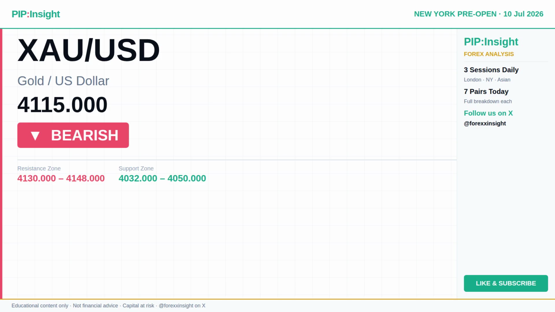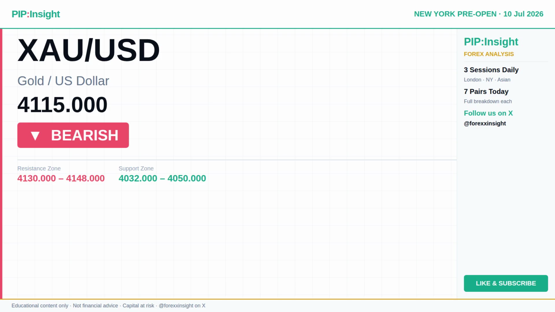Adding to the bearish case, the H4 EMA 20 and EMA 50 have converged tightly around $4,116 to $4,118, sitting just fractionally above current price and acting as dynamic resistance. When price is struggling to hold above that EMA cluster, it's rarely a good sign for the bulls.